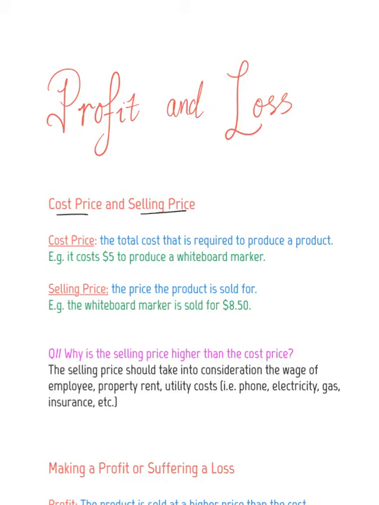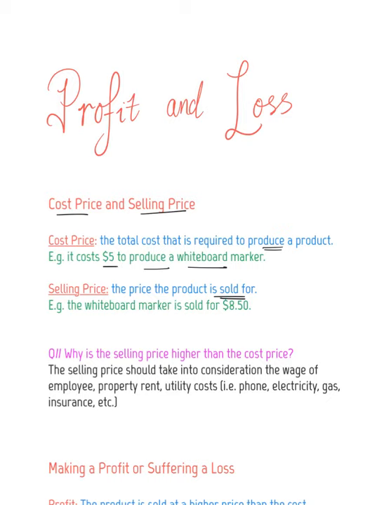Cost price is the total cost that is required to produce a product. So this is about the production. For example, it costs $5 to produce a whiteboard marker. A selling price is the price the product is sold for.